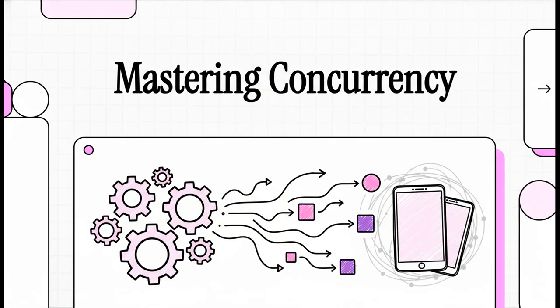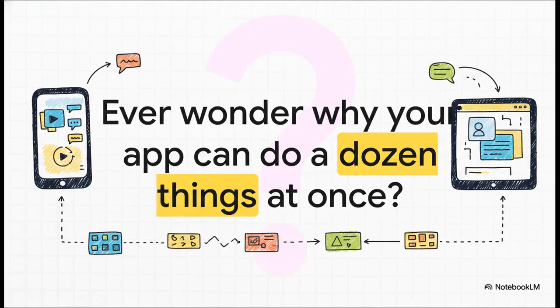Today, we're diving into one of the most powerful and, frankly, one of the most dangerous ideas in all of software, concurrency. It is the hidden engine that powers pretty much everything you do on a screen, letting your apps juggle a dozen things at once. I mean, really think about that for a second.